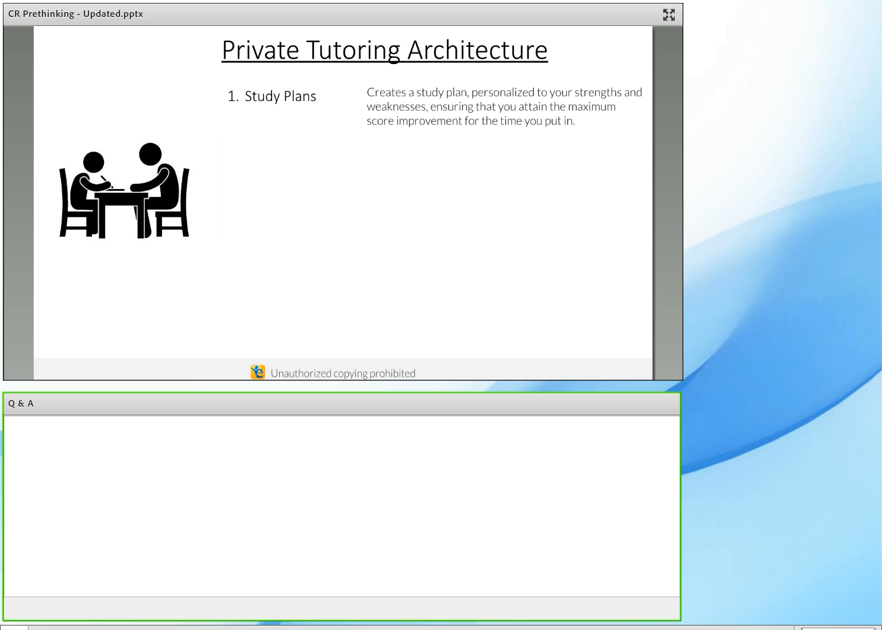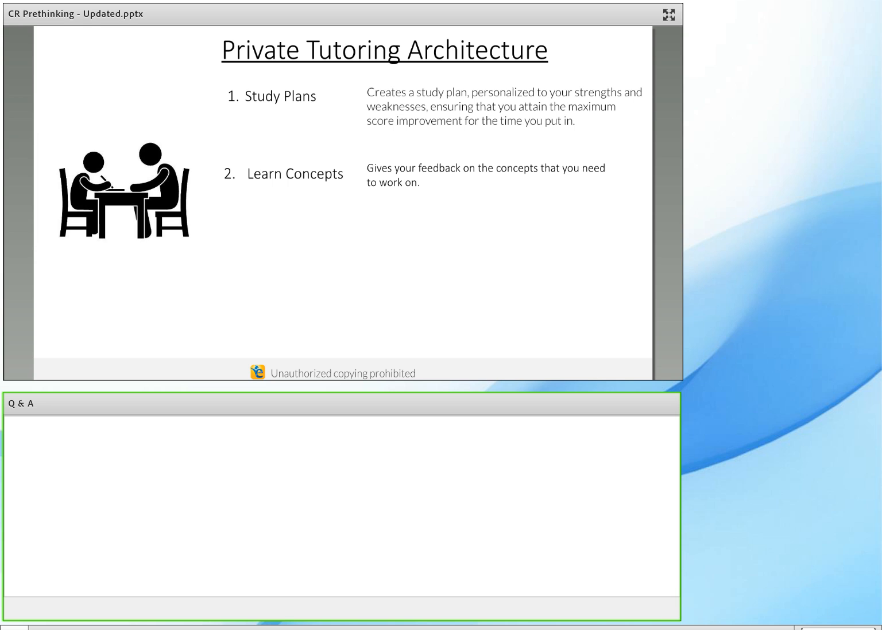When you work with a private tutor, the first thing that a good private tutor does is create a personalized study plan for you. And that personalized study plan is created based on an in-depth evaluation of your strengths as well as your weaknesses. In addition to that, that personalized study plan also contains the amount of time you need to spend on relevant areas and the target abilities that you need to hit over there.